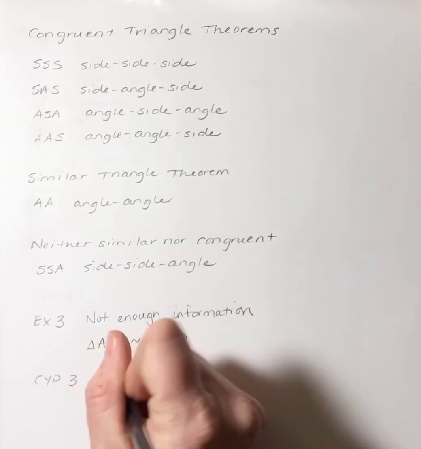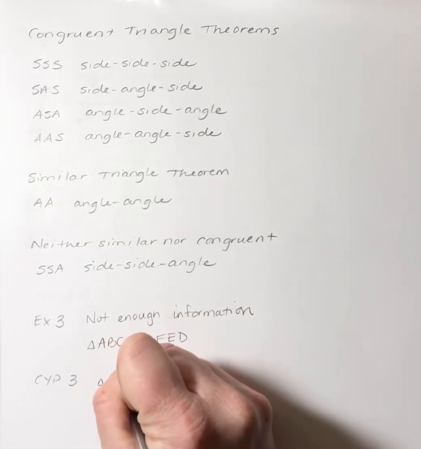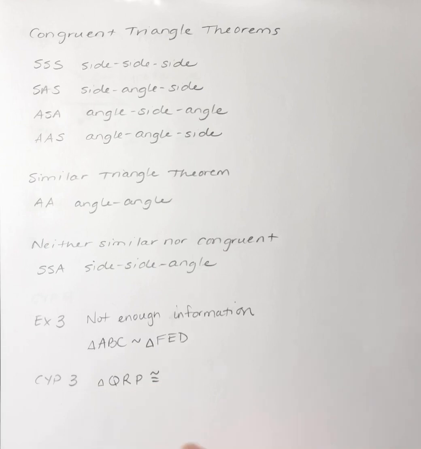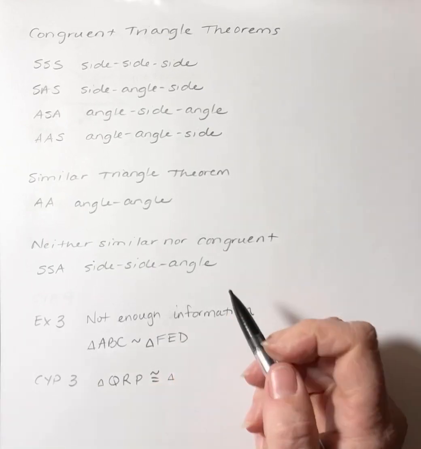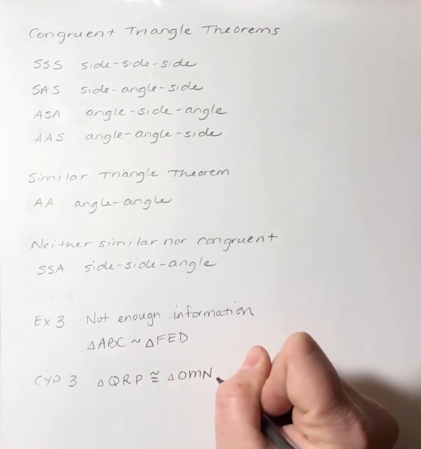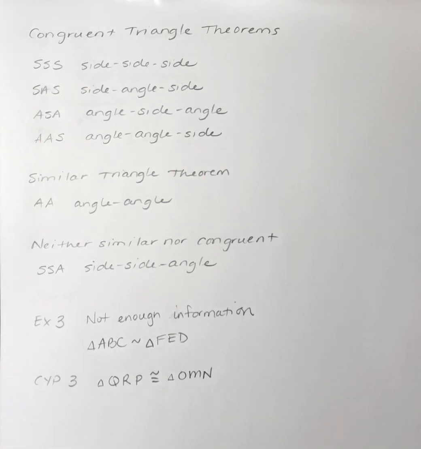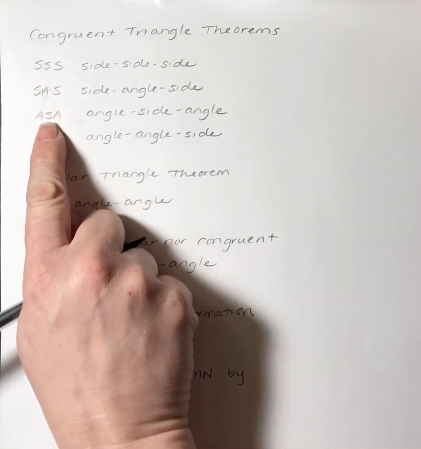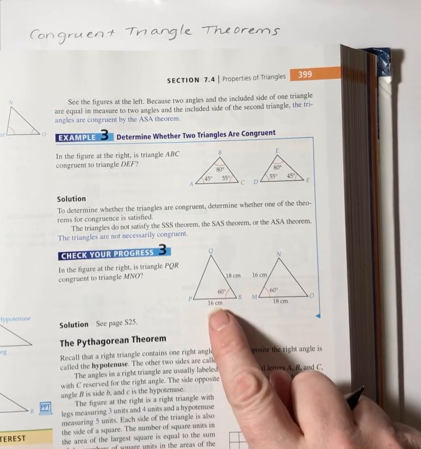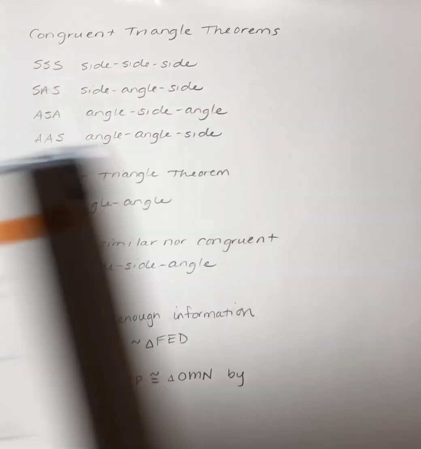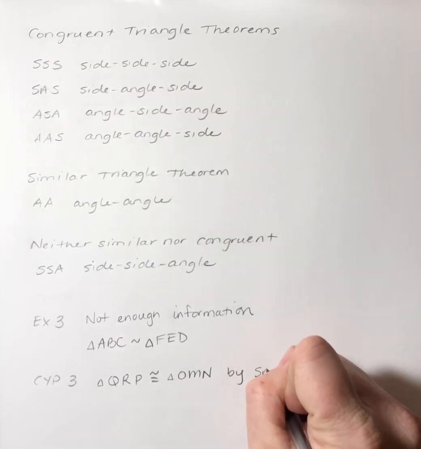So we're going to say that triangle QRP is congruent, and there's the symbol for congruent again, to triangle OMN by, now I had those 4: side, side, side; side, angle, side; angle, side, angle; angle, angle, side. And so we look, this is side, angle, side. It's 2 sides and their included angle. Side, angle, side.